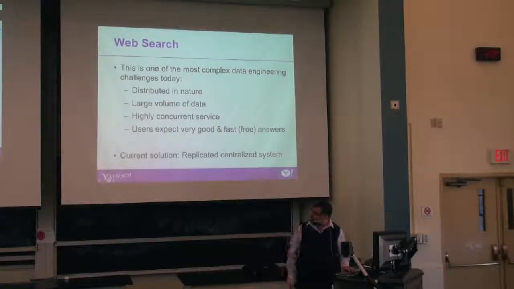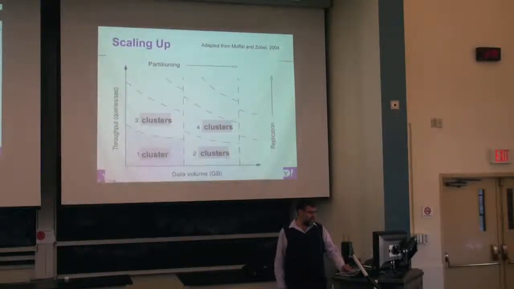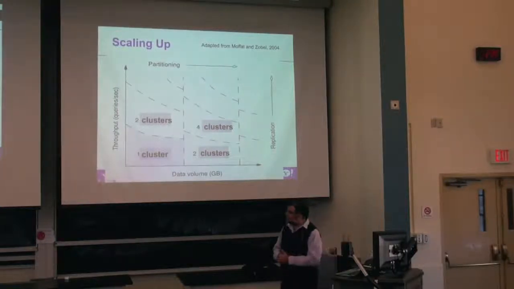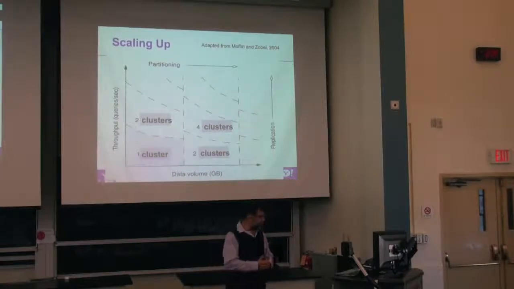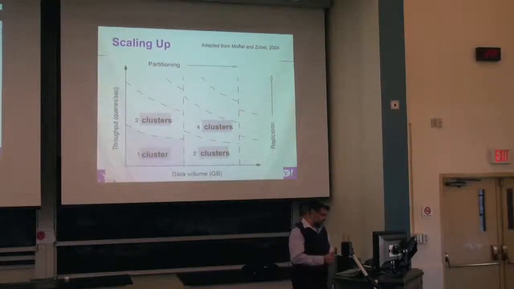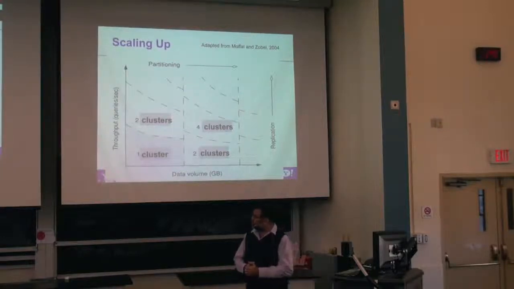So the current solution is to replicate a centralized system, and we will get more details of that. But basically, just to start, I want to borrow a nice figure from a paper by Moffat and Sobel, 2004, so 10 years ago now. But I adapted it for the case of web search.